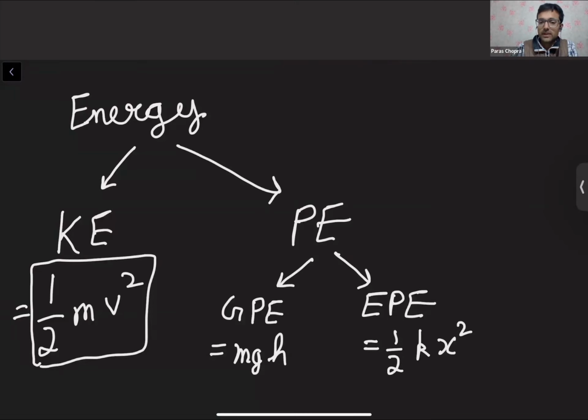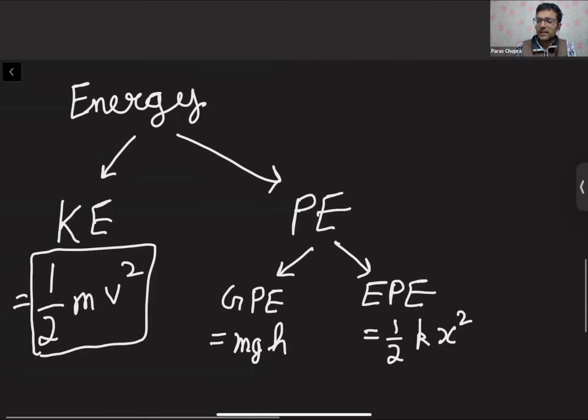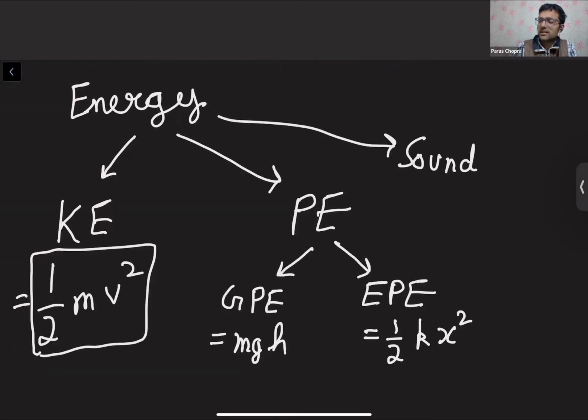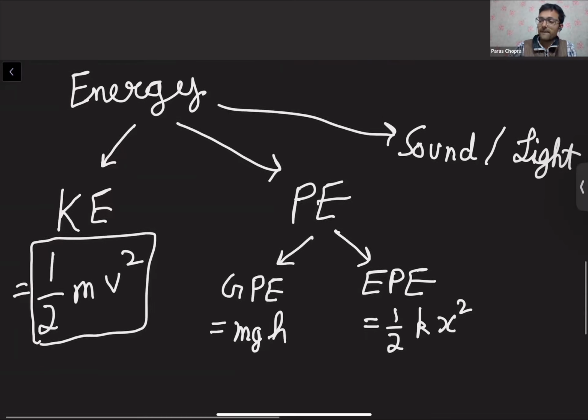Similarly, for the spring also, if you change your equilibrium position, then your elastic potential energy will change. Okay. Then there can be many other forms of energies like sound energy, light energy, chemical energy, and there can be many other forms, but mostly we will be dealing with kinetic energy and potential energy only.